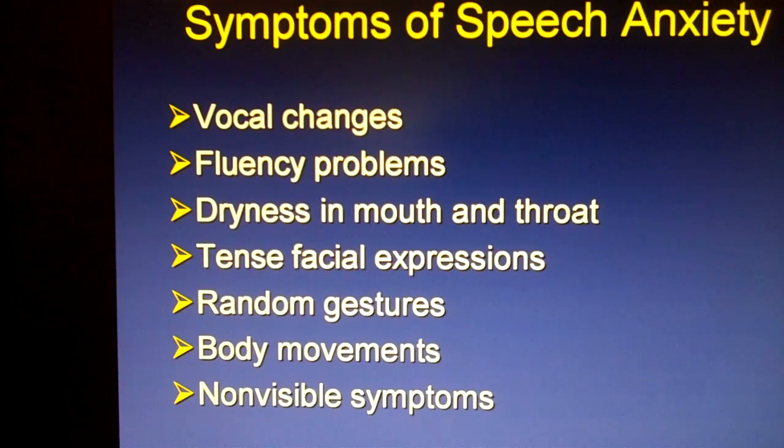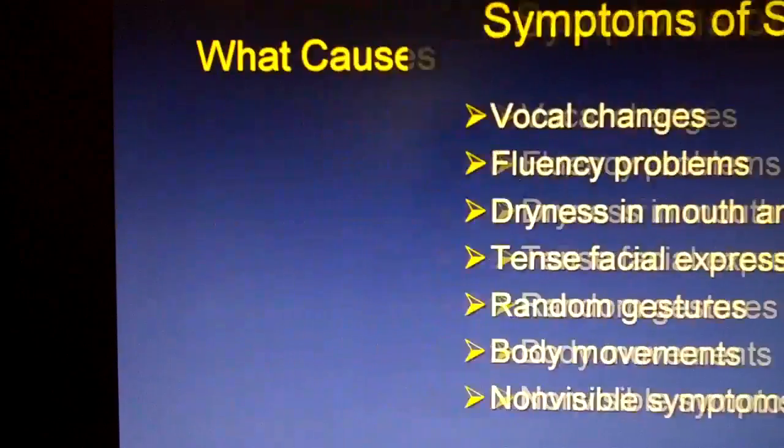Random gestures. I had a kid who did this weird thing with his hands a couple of semesters ago. I don't know what it was, and he didn't even realize what it was, but his arms flicked around as he spoke. Those are the things we want to avoid. Body movements, we'll talk about them, and the non-visible symptoms. Here's the good thing. You realize that the gurgling in your stomach and the butterflies and the tenseness that you're feeling, we don't see. Okay? That's why they're non-visible symptoms.